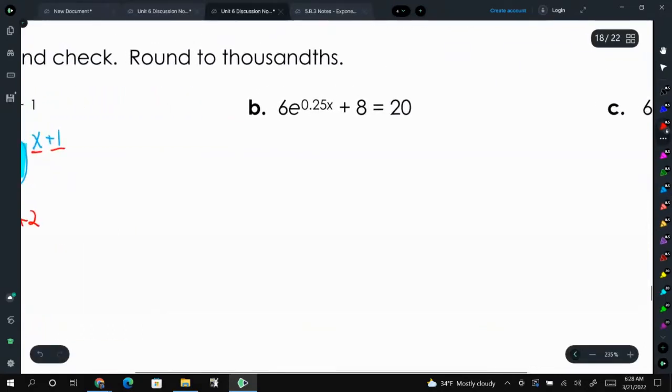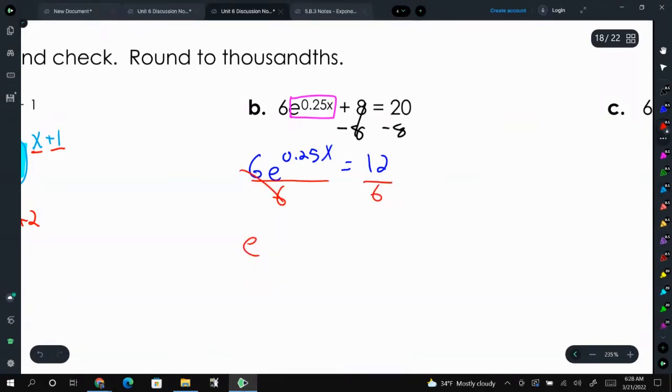Letter B over here, in order to solve this, we need to get this part by itself right here, whatever our base raised to the exponent is. So let's subtract 8 from both sides. So we have 6 times e to the 0.25x equals 12. Then we're going to divide both sides by 6. So we have e raised to the 0.25x power equals 2.